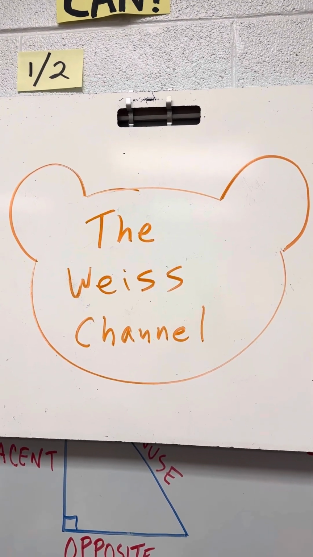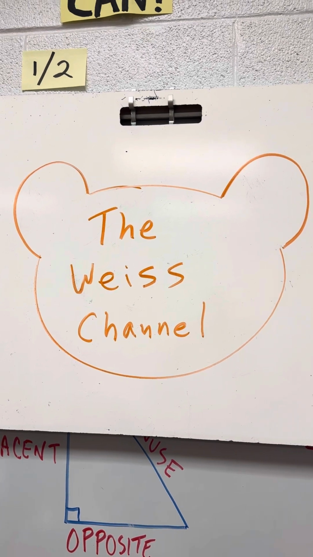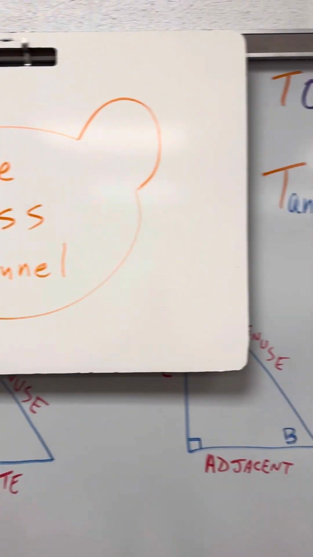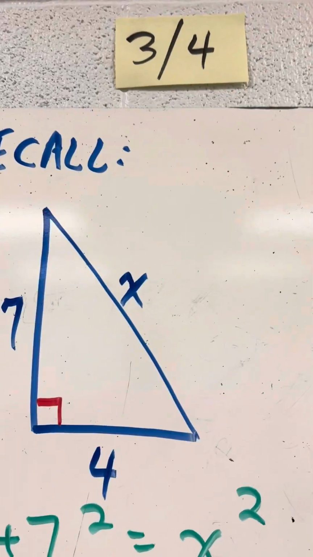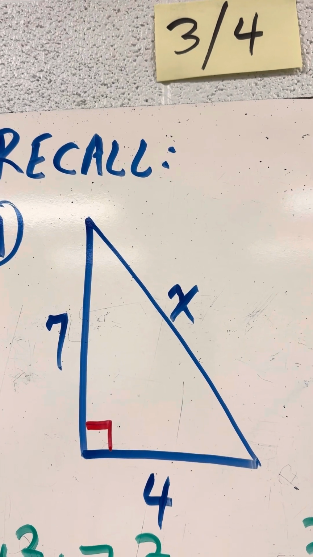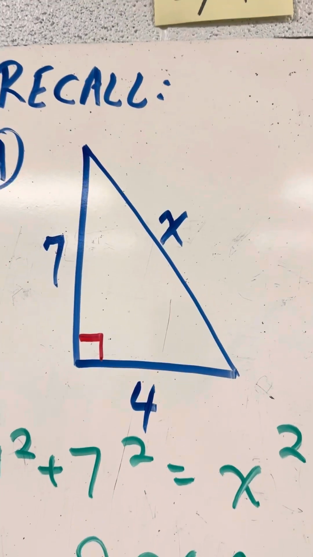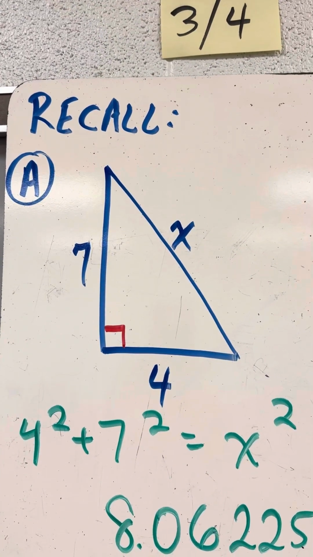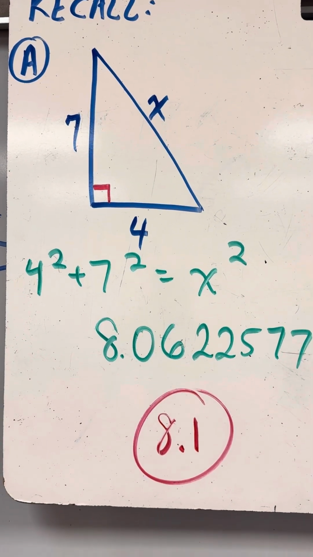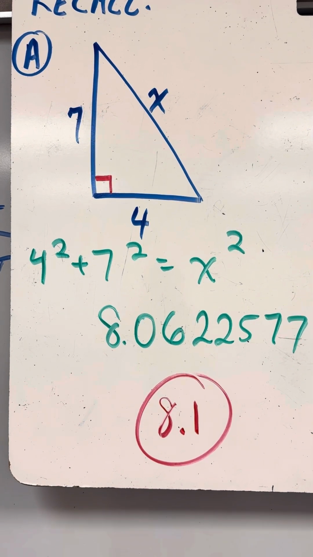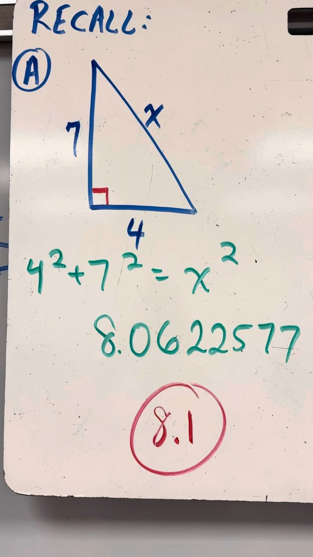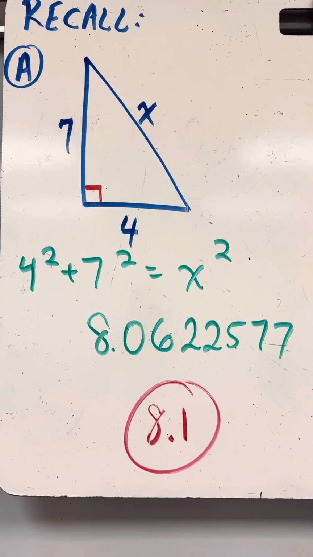Today I'm going to show you Pythagorean theorem in circles. Remember here, if you have a right triangle, a squared plus b squared equals c squared. So we're going to do 4 squared plus 7 squared equals x squared. And you take the square root to get 8.0622577 and so on. You round to get 8.1 if you're doing to the nearest tenth.